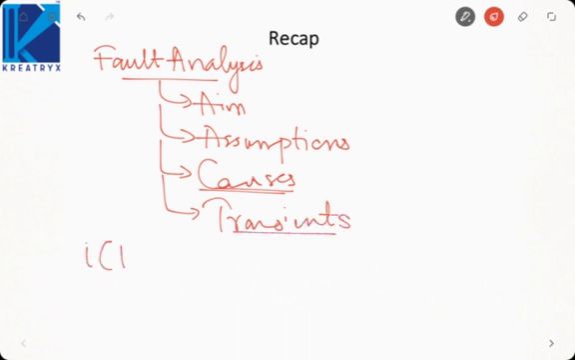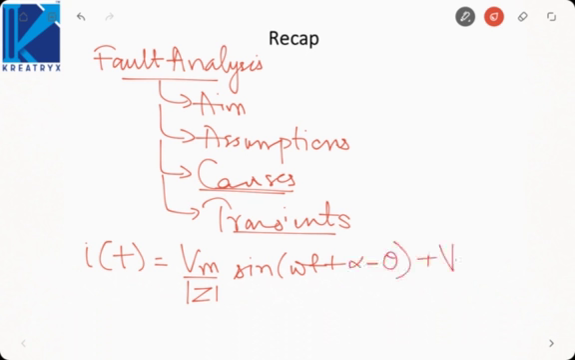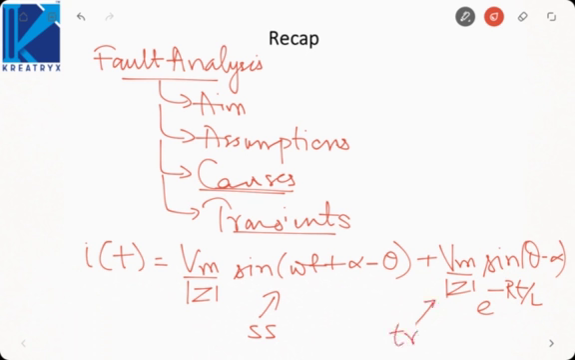There we derived current was equal to Vm by mod Z sine(omega t plus alpha minus theta) plus Vm by mod Z sine(theta minus alpha) e raised to the power minus Rt by L. We derived this equation in which this was the steady state current and this was the transient current. So this was the transients in the transmission line due to a short circuit fault.